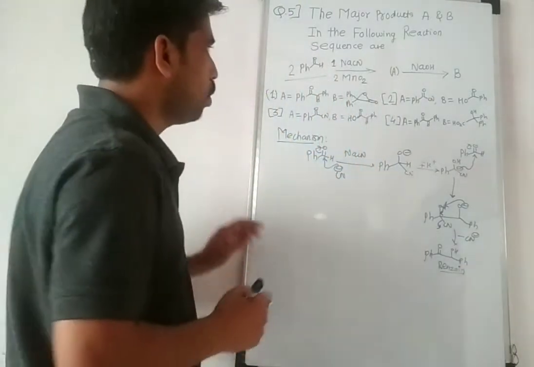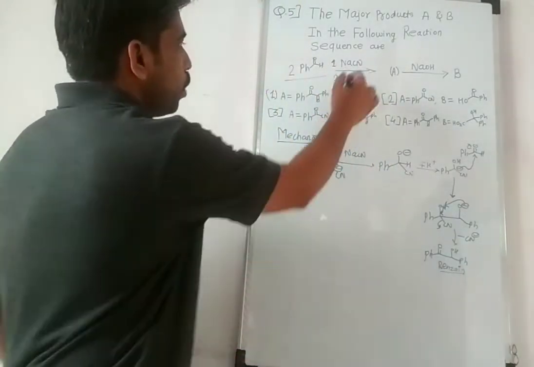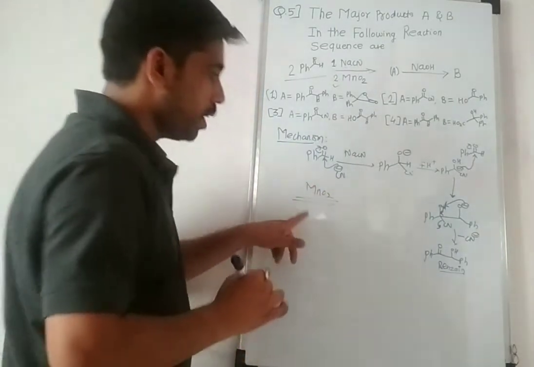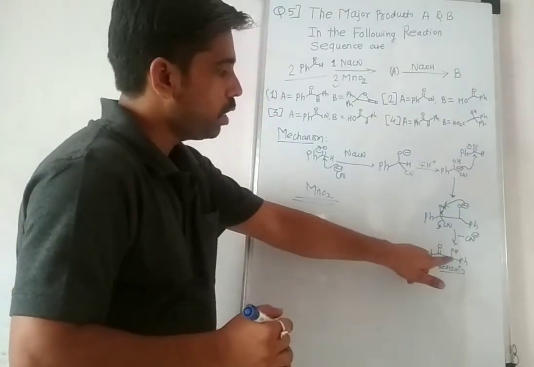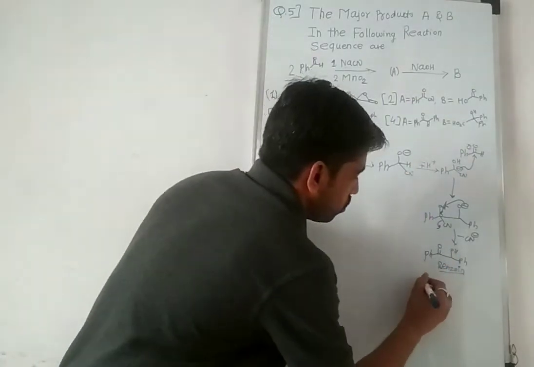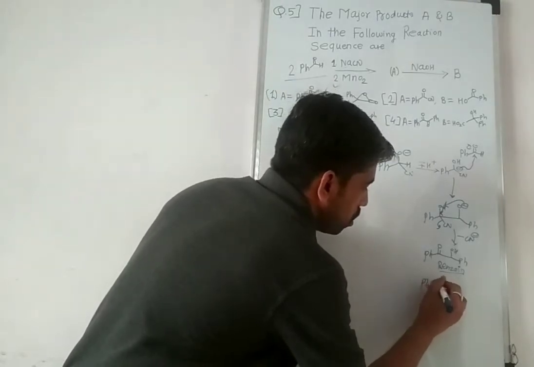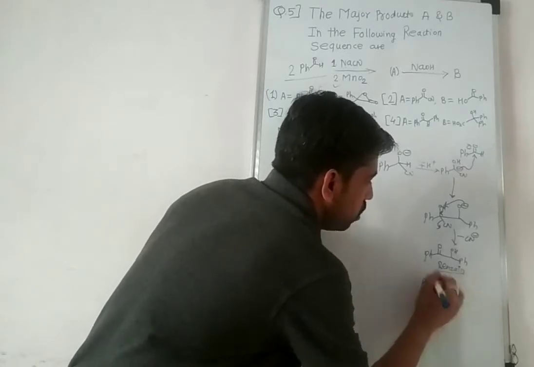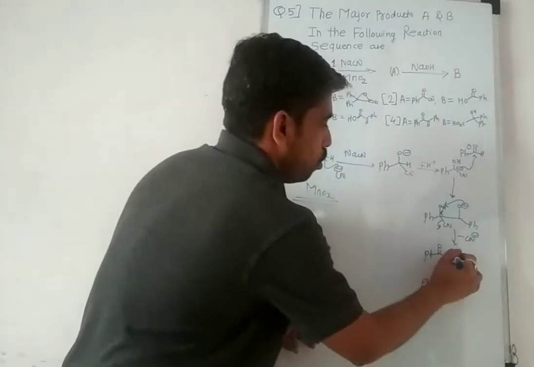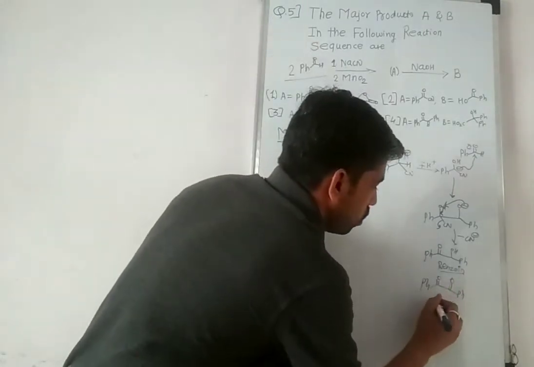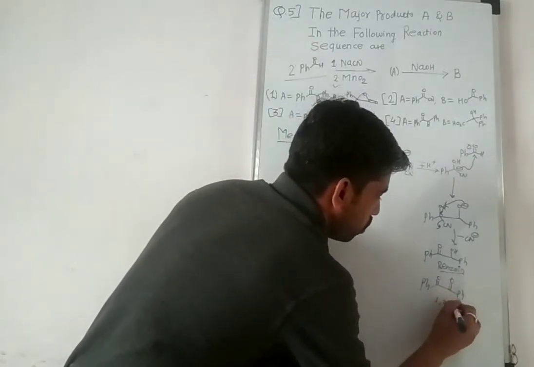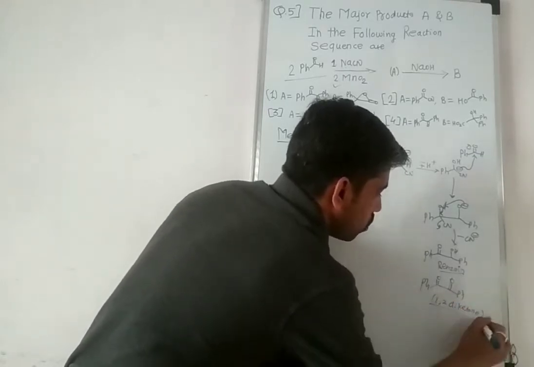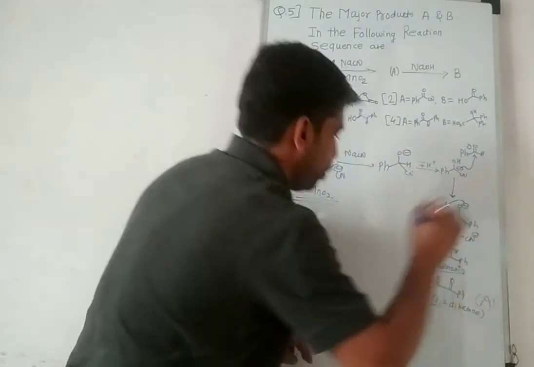Now in the second step, we have MnO2. MnO2 is an oxidizing agent. It oxidizes the benzylic OH group to the corresponding ketone. In this example, MnO2 acts as an oxidizing agent and oxidizes the benzylic OH group to the corresponding ketone. This is a 1,2-diketone. This is our A product.